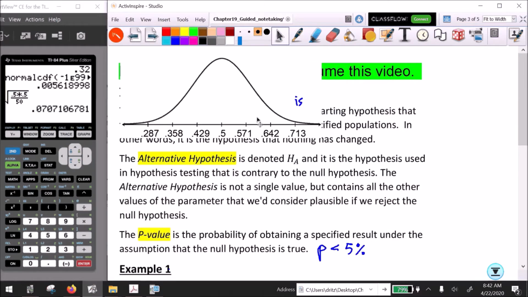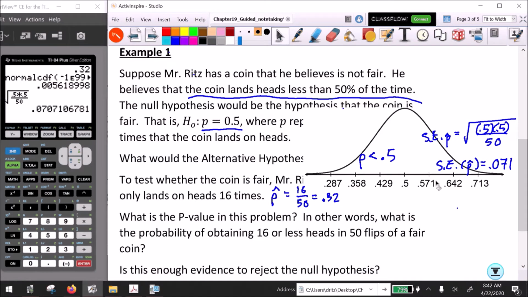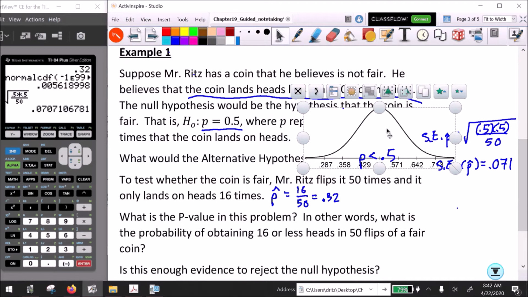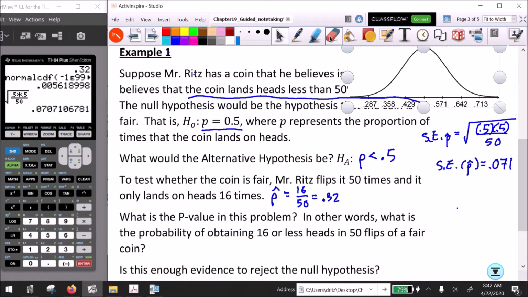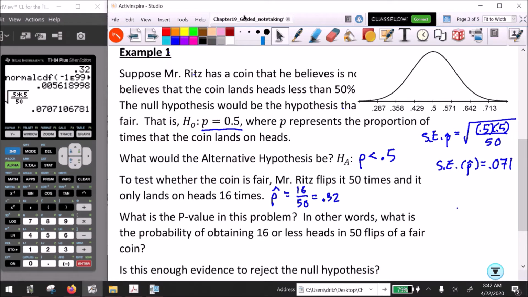I centered it at 50% of the time it lands on heads. And I'm going to make that a little bit smaller here. So, in this picture, you can see that the mean is 50% of the time it would land on heads. The standard deviation was 0.071, and I counted that many times, 3 times in each direction. And our p hat, I'm going to plot it, 0.32 would be about right here. p hat is 0.32.